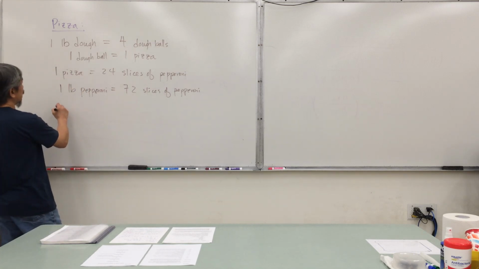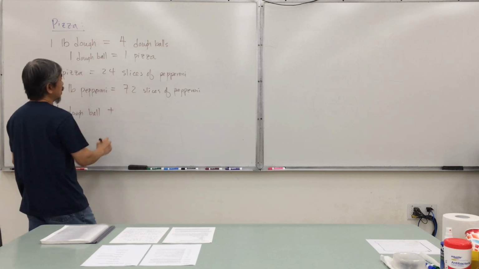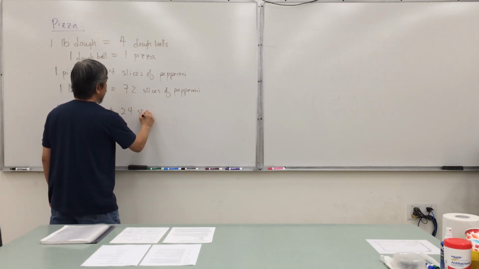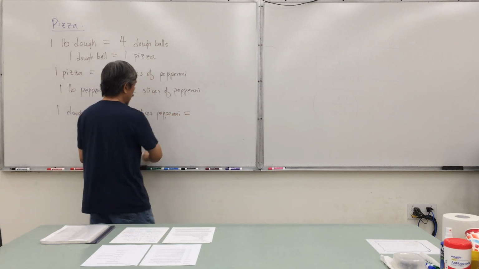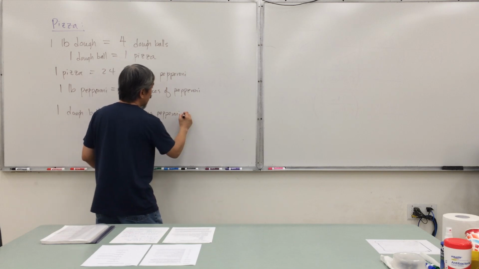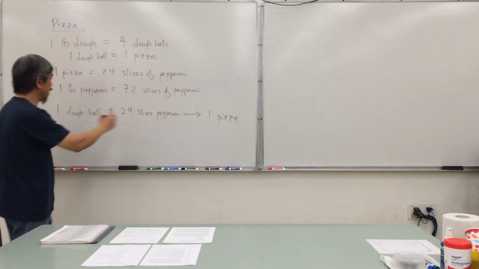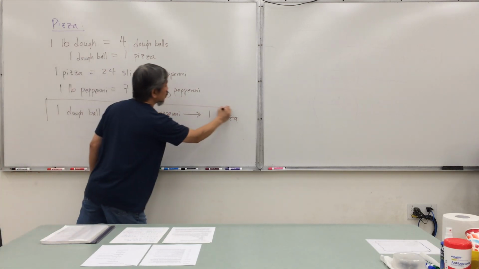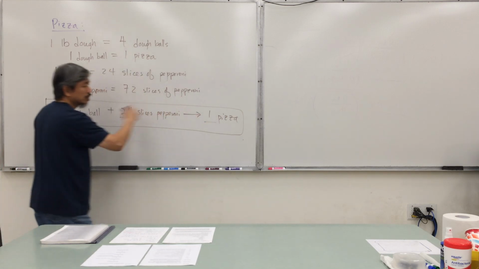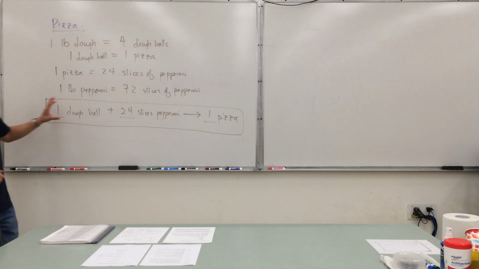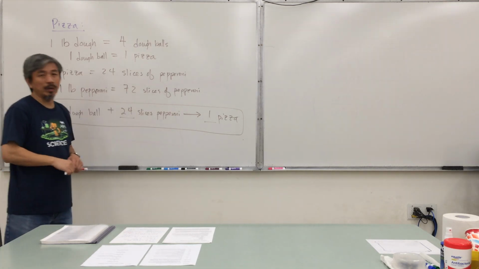In general, I will say that if I have 1 dough ball, and I add to it 24 slices of pepperoni, that will then produce 1 pizza. So this is really now my chemical reaction equation, so to speak. And these are now my coefficients that relate the count of substances in this particular reaction. So I have 1 dough ball plus 24 slices of pepperoni will give me 1 pizza.